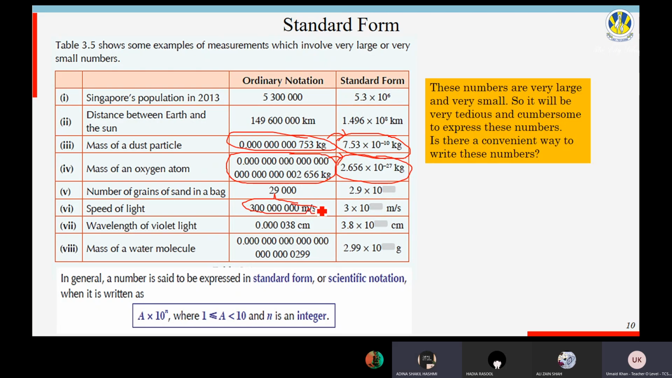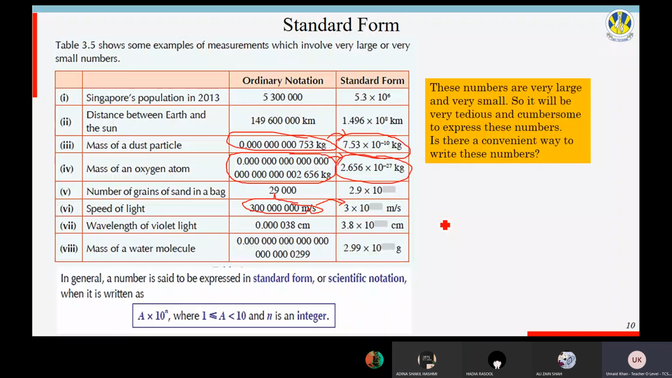Sir, I have a question. In the first one, there are only 5 zeros, but in the standard form, it is written 10 raised to power 6. Okay, I'll explain later on how to get powers of 10. Now I'm only explaining why we need powers of 10. I'll explain how to get the power of 10 in the next slide. Don't worry about the power of 10 right now. Just think about why it is necessary to convert it to power of 10.